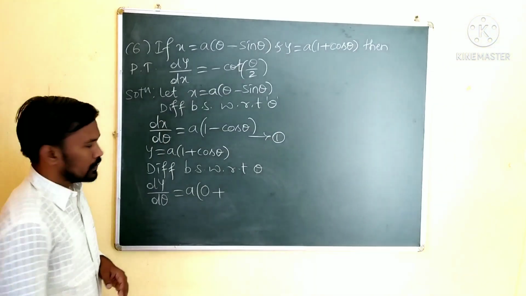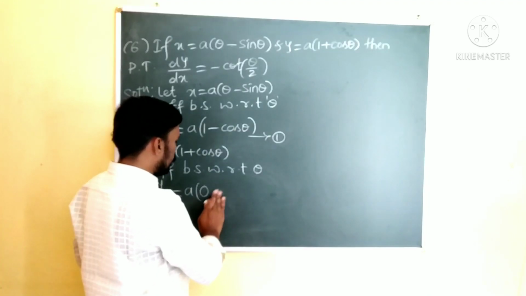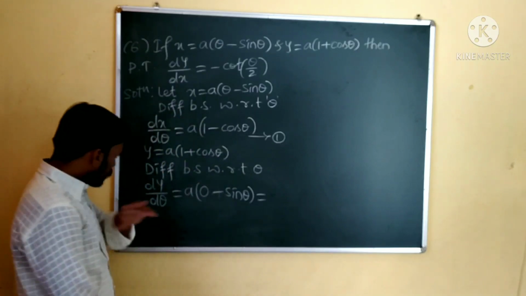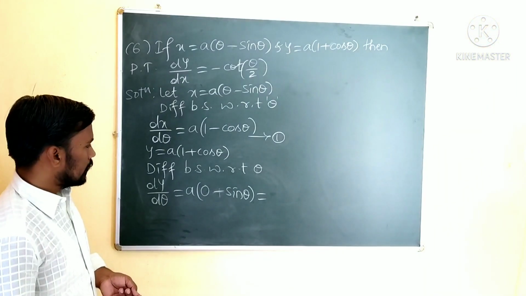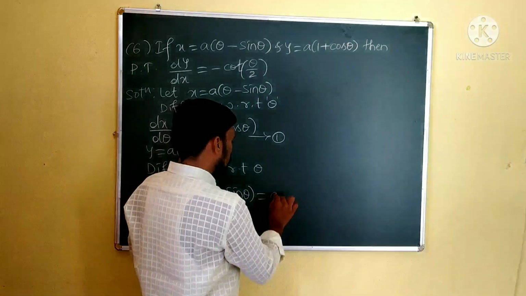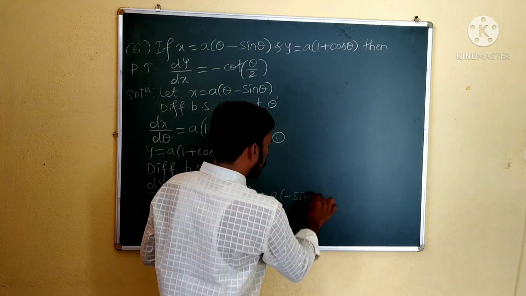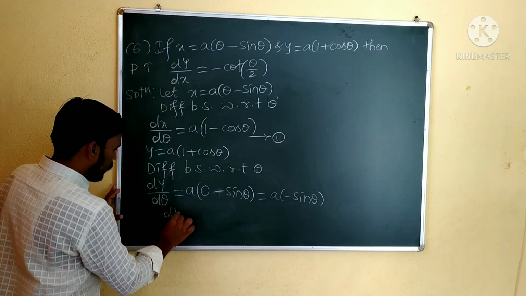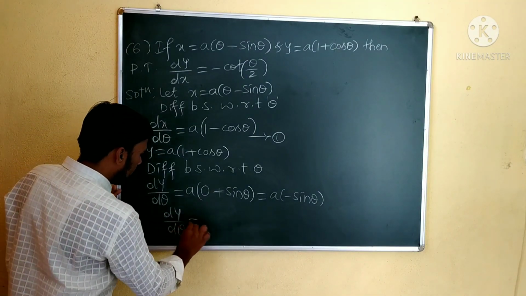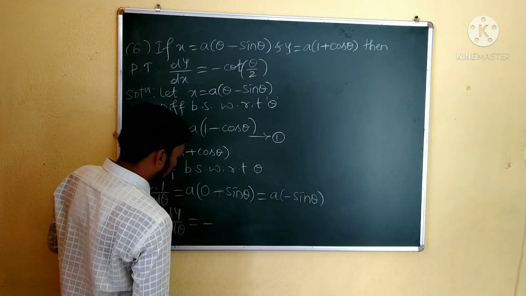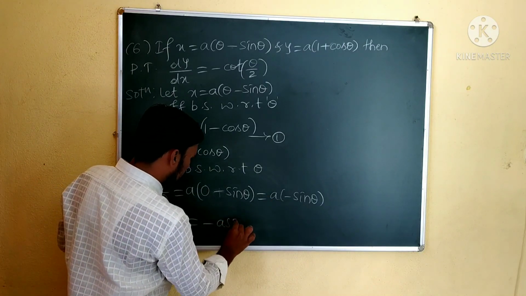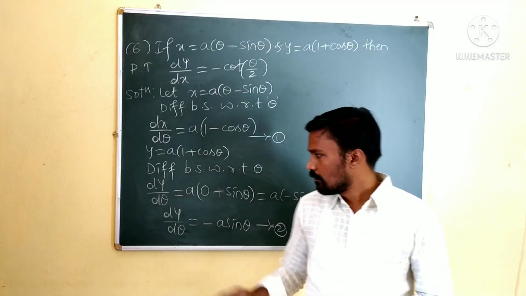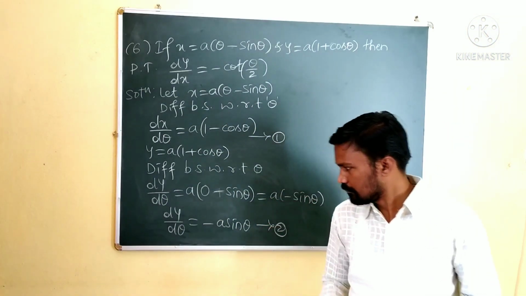And the derivative of cos theta will be what? Minus sin theta. That is equal to 0 minus sin theta, which is minus sin theta only. a into minus sin theta. That is dy by d theta is equal to plus into minus, it is minus a sin theta. So this is equation number 2. From these two equations we can get the dy by dx value.